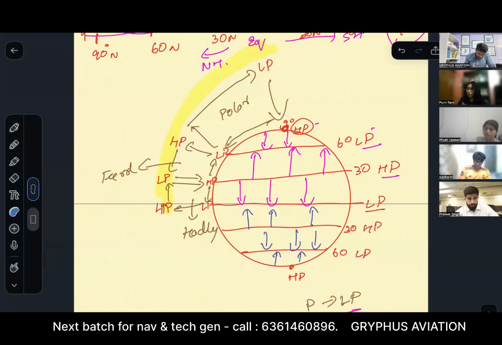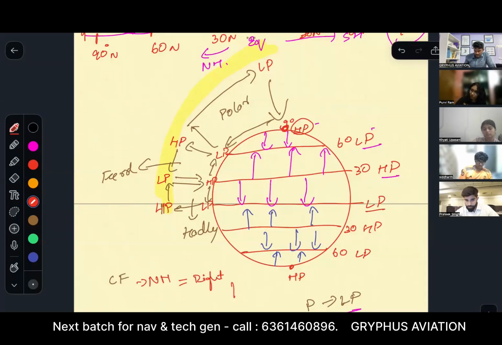Main thing what you need to remember: Coriolis force on the northern hemisphere bends towards the right side. If the wind is moving like this, wind will turn like this. This is very, very, very important for exam. Coriolis force on the southern hemisphere bends towards the left side or the port side. So if the wind is moving like this, it will move like this. Is it clear? Now what I'm going to say, that is important. You need to focus.